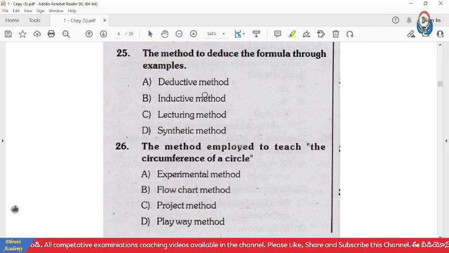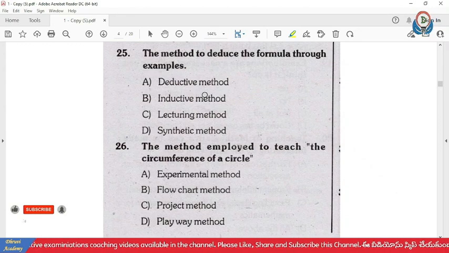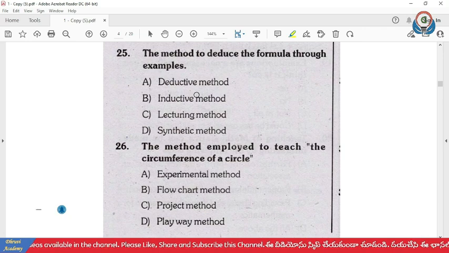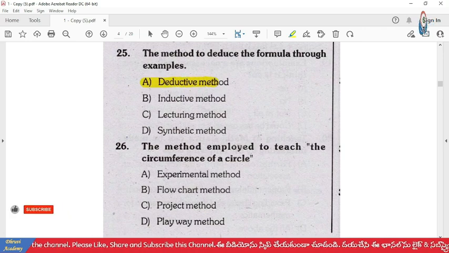The method to deduce the formula through example: A. Deductive method, B. Inductive method, C. Lecturing method, or D. Synthetic method. Which is the right answer? Its answer is deductive method.